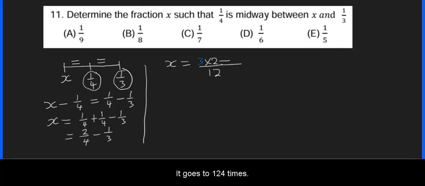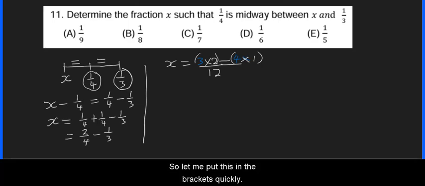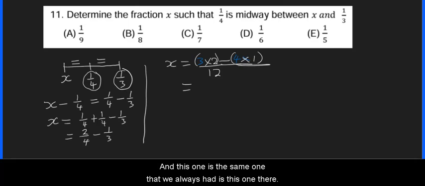It goes to 12 4 times. So I'll have 4 times 1. So let me put this in the brackets quickly, and this 1 is the same one that we always had, is this one there.